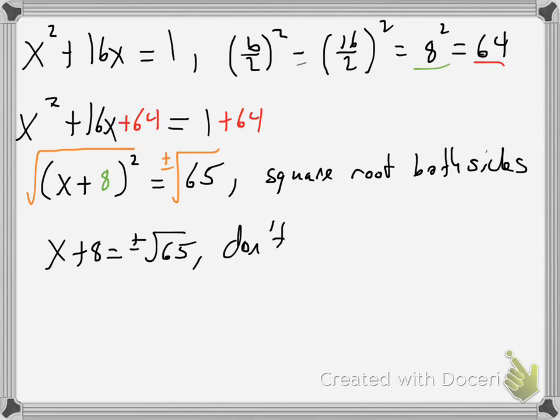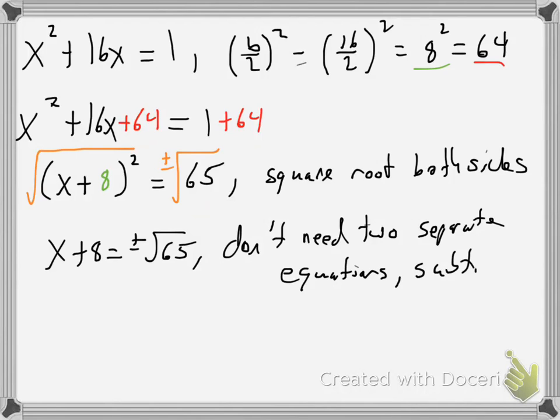We don't need to split this up into 2 equations. We could, but we don't need to because the 8 and the square root of 65 are not really like terms. So we're just going to subtract 8 from both sides, and we'll get x is equal to negative 8 plus or minus square root of 65, and that'll be it for that one. So x is equal to negative 8 plus or minus square root of 65.